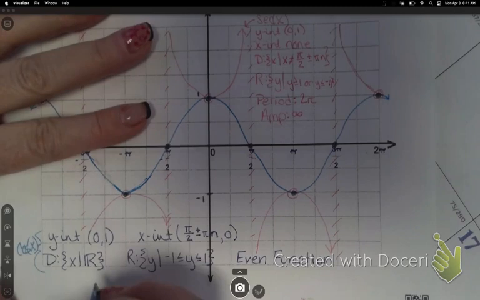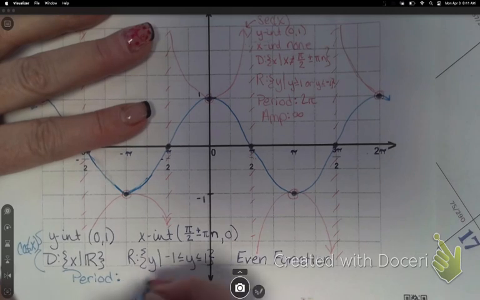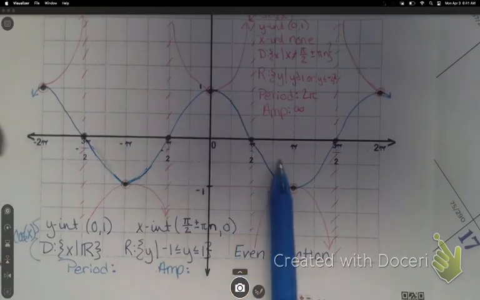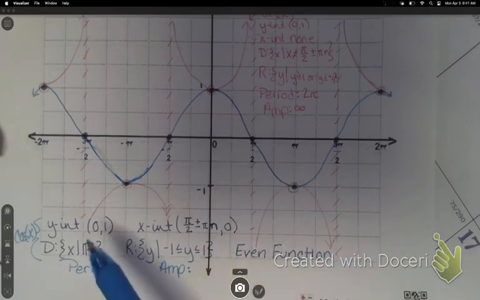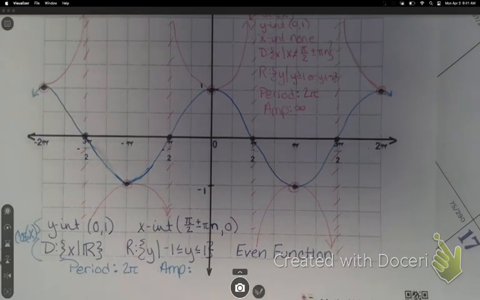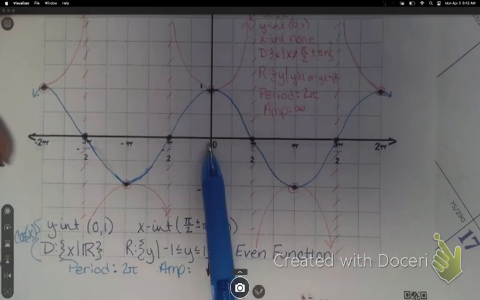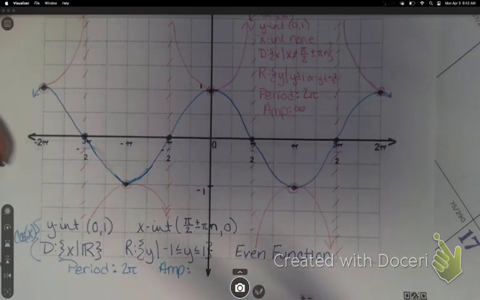So let's do period and amp for cosine then. So what's the period of cosine? How long does it take to start and stop? Or repeat itself, maybe. 2 pi. And if sine and cosine are basically the same graphs, that should be the same, right? And the amplitude is the distance from the axis to the max and to the min, which is 1.